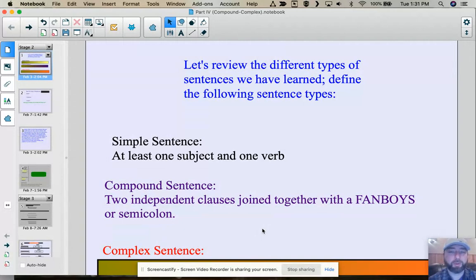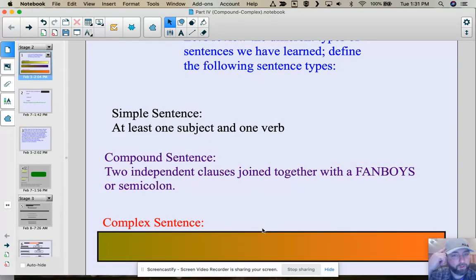So again, fanboys: for, and, nor, but, or, yet, so. So comma, for and nor but or yet so, or a semicolon. And remember, when we do the semicolon, we think of the comma fanboys, but we type semicolon.